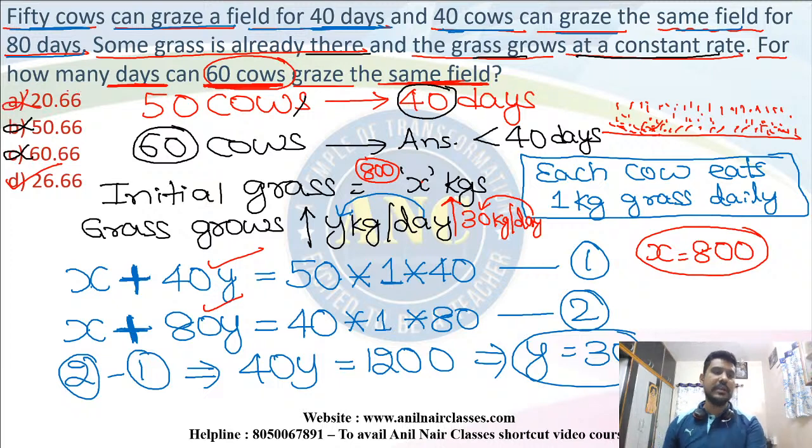Option is not option A, option is option D. These are some questions wherein you should definitely use the concept of variables, without which it will be slightly difficult to assume some values and eventually get the right answer. It's slightly difficult. So the best way to solve these questions is by using variables itself.